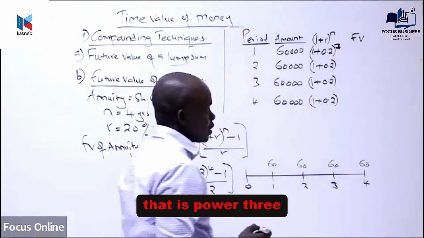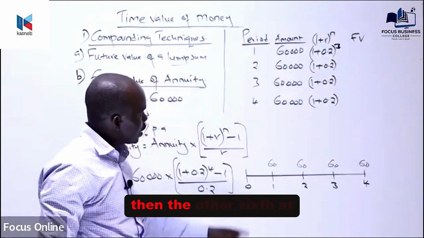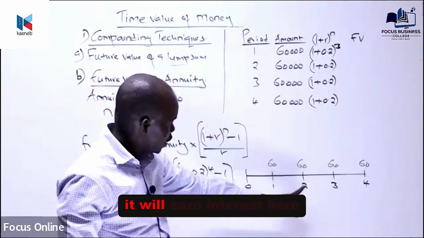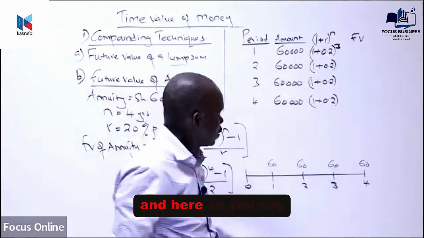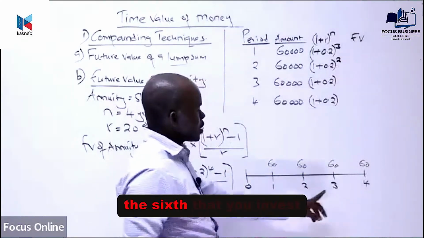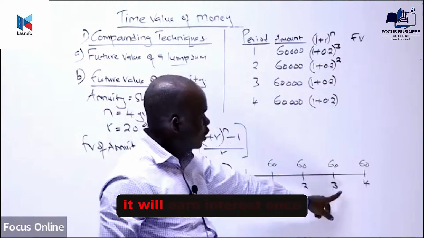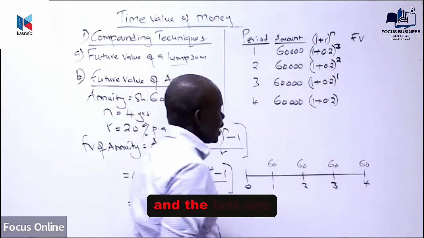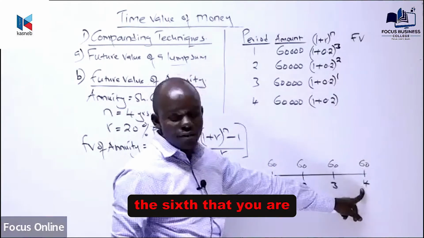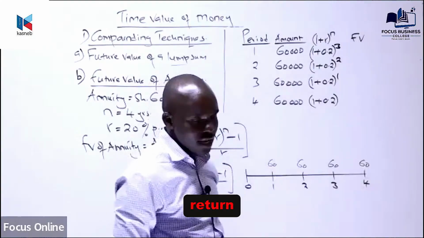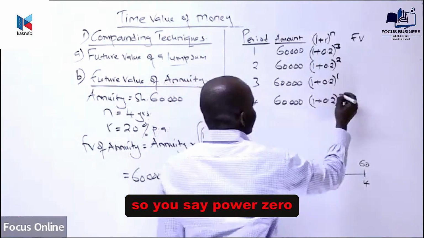Then the other 60 at the end of year 2, it will earn interest here and here. So you say power 2. The 60 that you invest at the end of year 3, it will earn interest once. So you say power 1. And the last one, the 60 that you are investing at the end of year 4, it will have earned no return. So you say power 0.